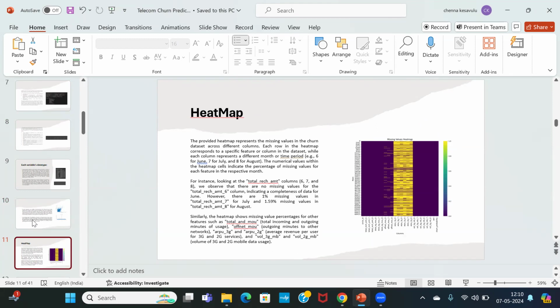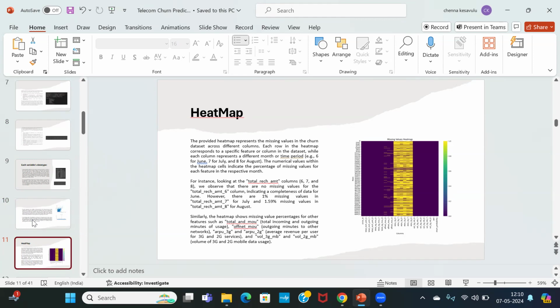The provided heat map in the picture illustrates the percentage of missing values in the churn data set across different columns and time periods. Each row depicted here represents a specific feature, while each column corresponds to a different month. For example, when analyzing the total recharge amount, columns 6, 7 and 8, we find no missing values in the month of June, but 1% missing values in the month of July, as shown with the color graph, and 1.59% missing values in August.